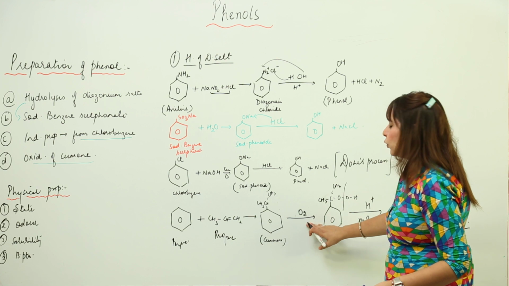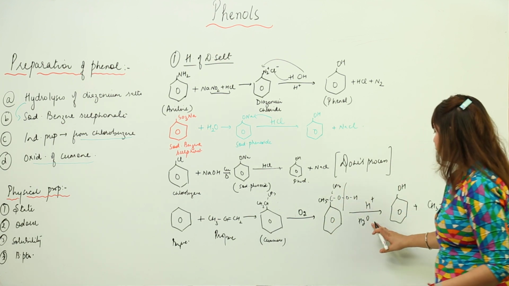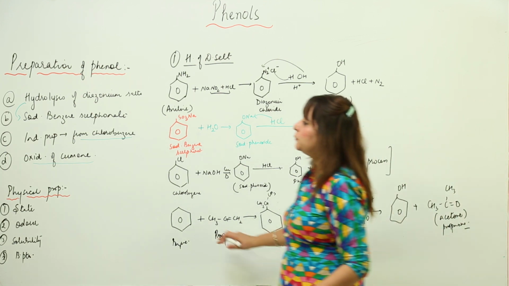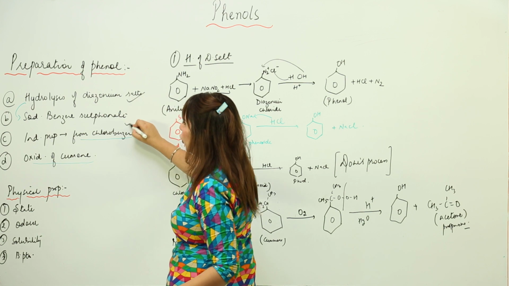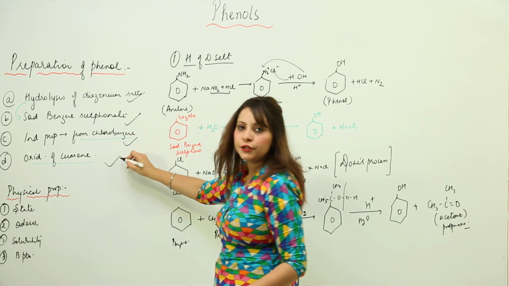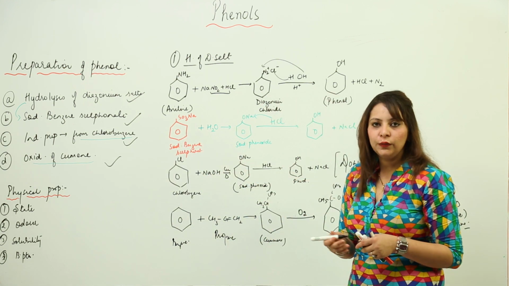Then to cumene you oxidize, and as a result you get an intermediate like this, followed by hydrolysis, you get phenol, and acetone is formed. So these are the 4 important methods, that is diazonium salt, hydrolysis of sodium benzene sulfonate from chlorobenzene, and oxidation of cumene, that you can get the phenol actually, and you have seen how we get it.